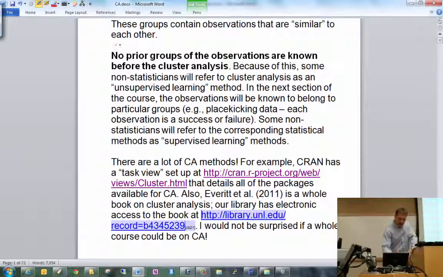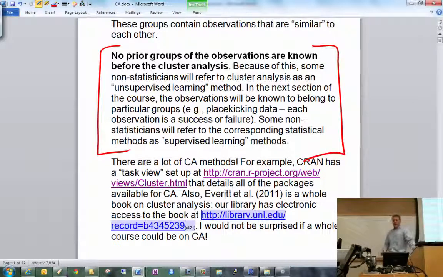One key aspect to understand with what we're going to be doing here is that we have no prior groups of the observations that are known before the cluster analysis. So like with the goblet data, we didn't necessarily have any idea of what a group would be for each observation. Was this goblet used for drinking liquid, or was it used for storage of stuff? We didn't know that beforehand.